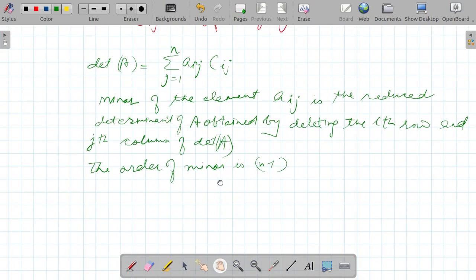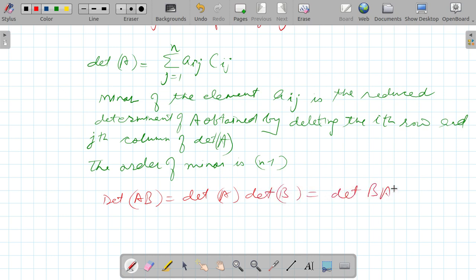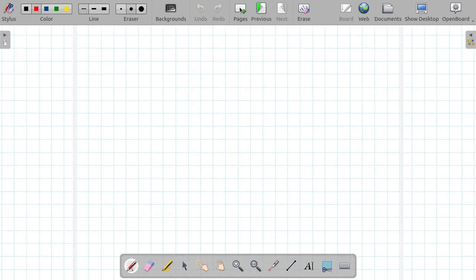Also, there is a very important property that the determinant of a product of matrices is the determinant of the first matrix times the determinant of the second matrix, and it can be written in another way as the determinant of BA, right? So this is all about the determinant of a matrix. Now I will talk about the complex conjugate of a matrix.